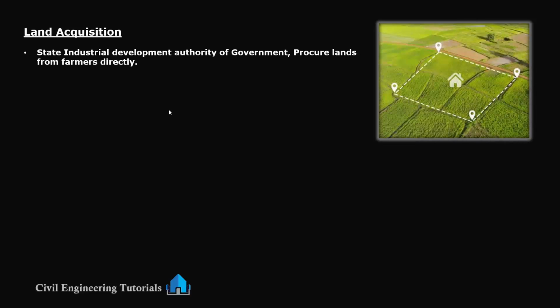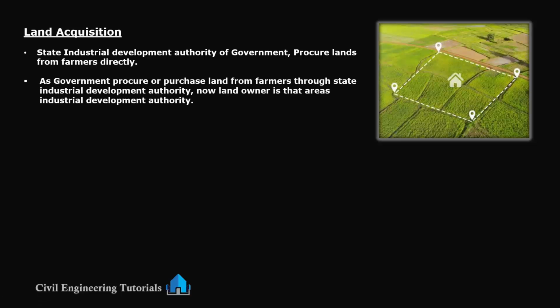So the first step is land acquisition. The government purchases or procures land from farmers. The State Industrial Development Authority of the government procured land from farmers directly. Now, as the government procures land from farmers through the State Industrial Development Authority, the landowner is that area's Industrial Development Authority.